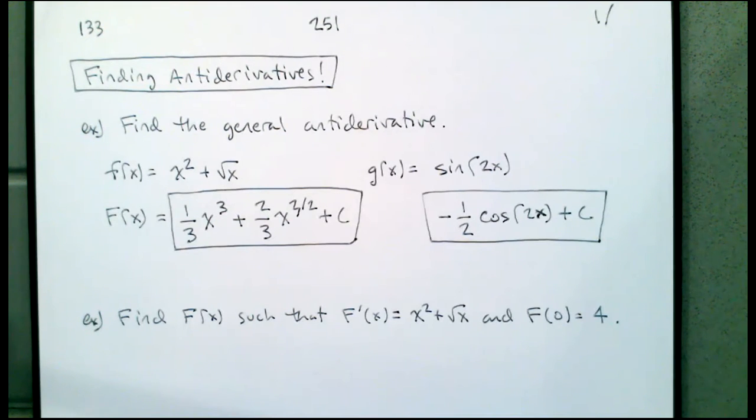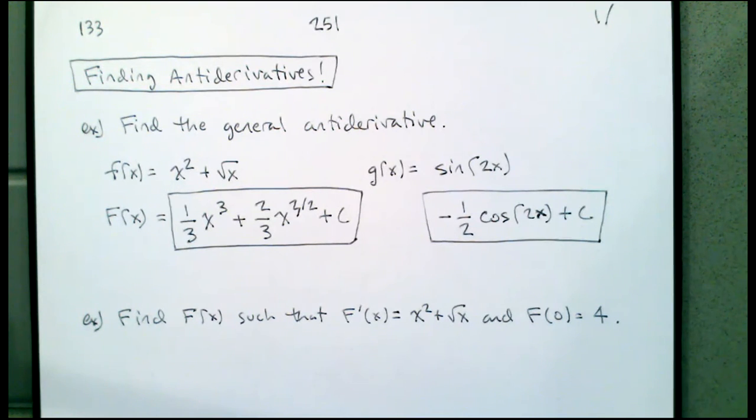If we wanted to check, we take the derivative of negative 1/2 cosine of 2x plus c. We get negative 1/2 times the derivative of cosine of something, which is negative sine of something times the derivative of the something. So the negatives cancel out, and the 1/2 will cancel out with the 2 that we get from the chain rule. The derivative of the plus c is 0, so we got the right function.